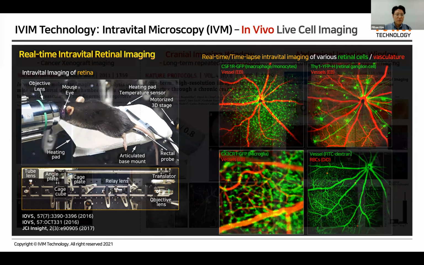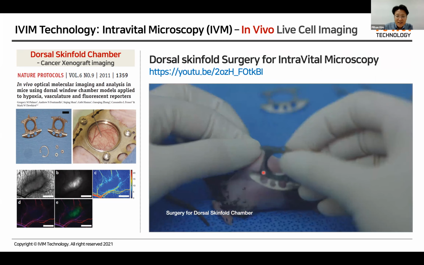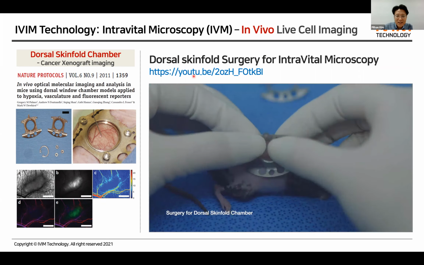And now I would like to introduce some of the imaging window techniques, which include the dorsal skin fold chamber, cranial imaging window, and abdominal imaging window. All these techniques were published in papers, and we optimized these imaging techniques with our system to make them easy to use for non-expert people. And this is the video we made and uploaded on YouTube actually.